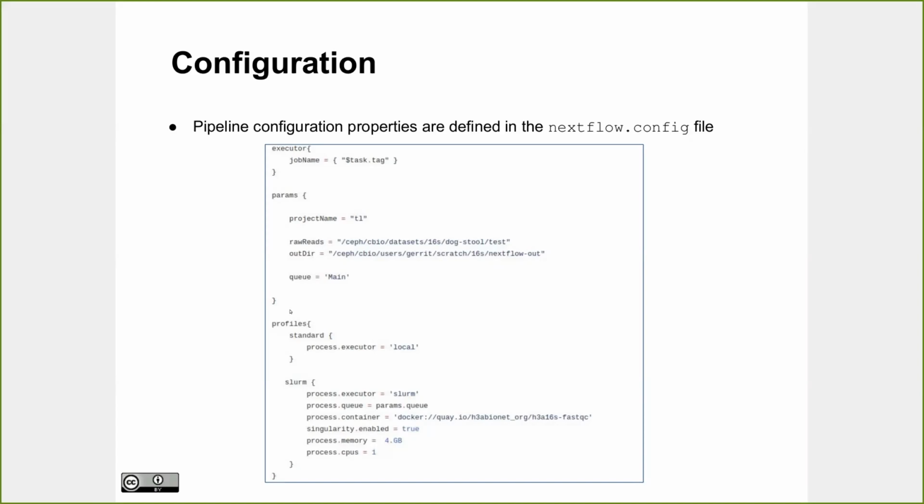Then in the profile scope, you specify different executors. So you can have a local executor where you run Nextflow on your local machine, or you run it on a Slurm cluster. So you say the executor is Slurm, you pull in the queue value from above. You also specify which container to use. In this case, we use a Docker container, but we say Singularity needs to be enabled. So what happens is the Docker container is converted to Singularity. You also specify the process, memory, and CPU usage requirements for the default processes. So in this case, 4 gigs of RAM and 1 CPU.